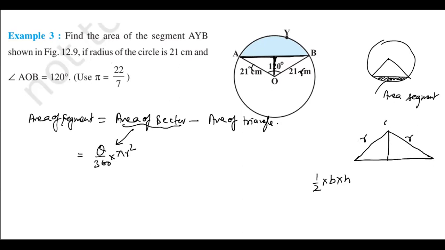So let's assume this one is O, this one is A, this one is B, and this one is D. Let's calculate the value of OD in terms of r. So you know that sine theta in trigonometry is perpendicular upon hypotenuse. So you can write it as sine theta.